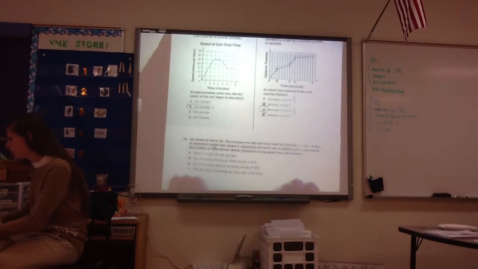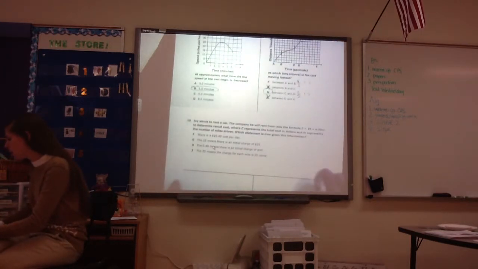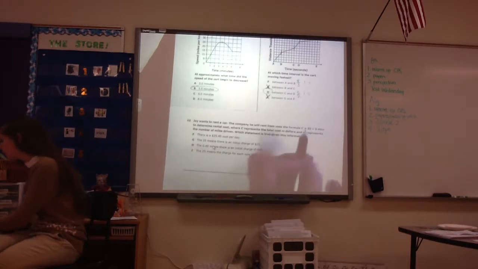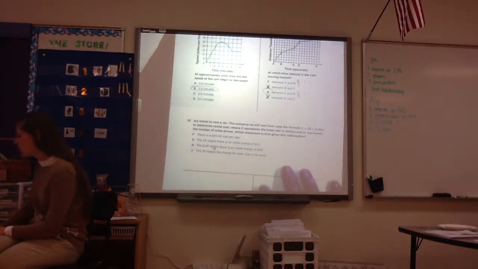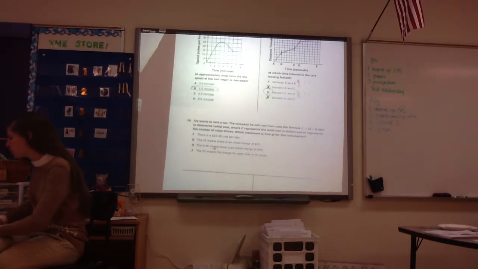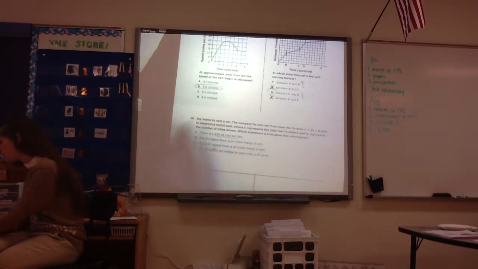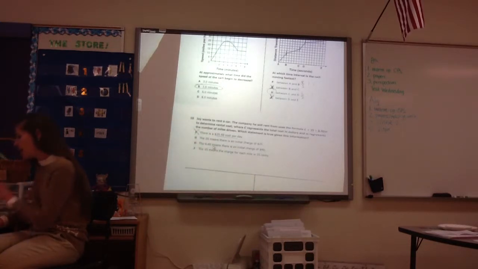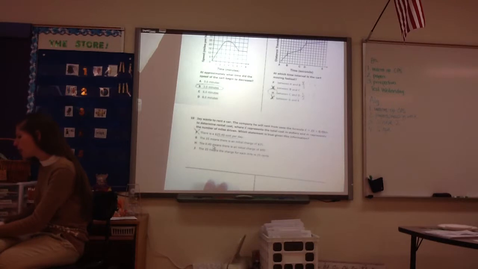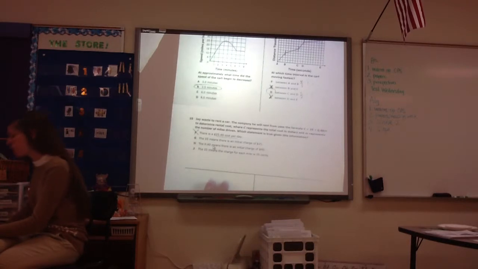Okay, looking at number 10, Jay wants to rent a car. The company he will rent from uses this formula to determine rental cost, where C is the total cost in dollars and M represents the number of miles driven. Which statement is true given this information? It costs you $25.40 per day. That is incorrect, because then you would only get to drive 1 mile. I don't think you're going to rent a car to drive 1 mile.